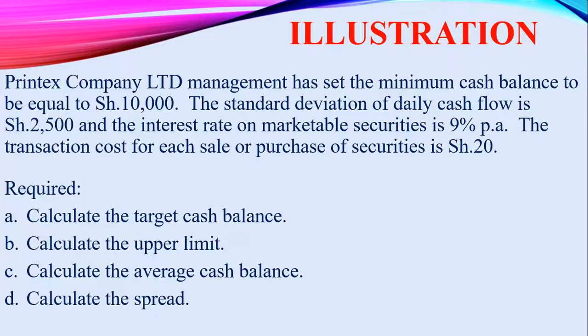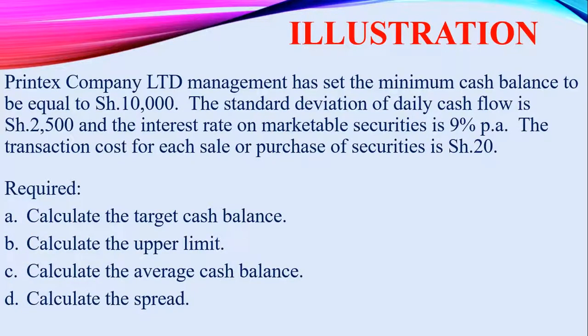So the illustration reads: Printex Company Limited management has set the minimum cash balance to be equal to shillings 10,000. The standard deviation of daily cash flow is shillings 2,500, and the interest rate on marketable securities is 9% per annum. The transaction cost for each sale or purchase of securities is 20 shillings. Required: A. Calculate the target cash balance. B. Calculate the upper limit. C. Calculate the average cash balance. And D. Calculate the spread.